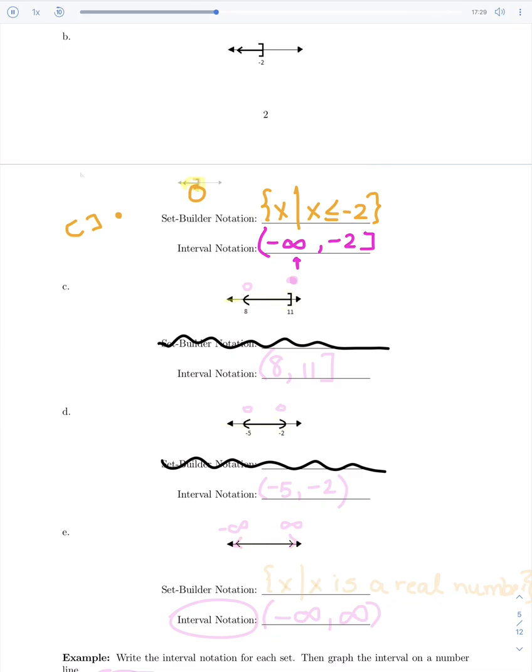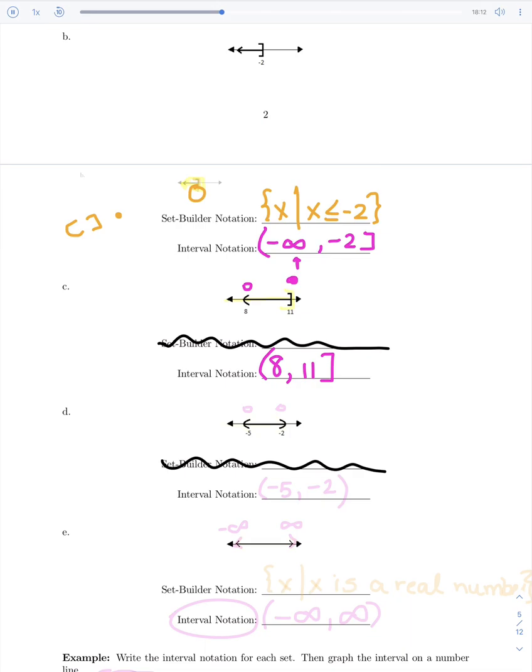Reading your graph from left to right, your graph doesn't even start until you hit 8. What do you have on your graph? You have a parentheses, which means you are not including. Remember, parentheses is the same thing as an open circle, so you're not including the 8. And it keeps on going until you hit 11, where you have a bracket, which is the same thing as a closed circle, so you're going to include the 11. That's what that bracket means. And that's it. So parentheses 8, 11 bracket, and that's all you need for your interval notation.